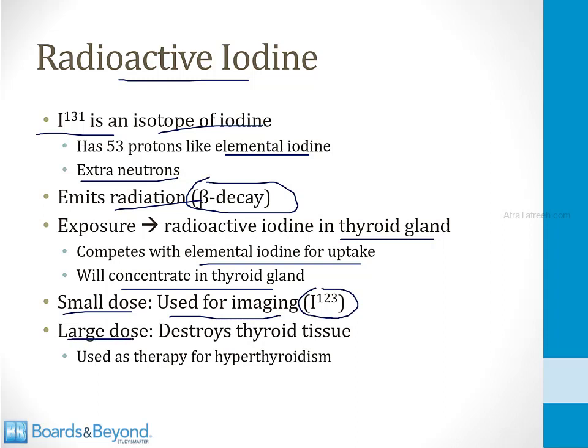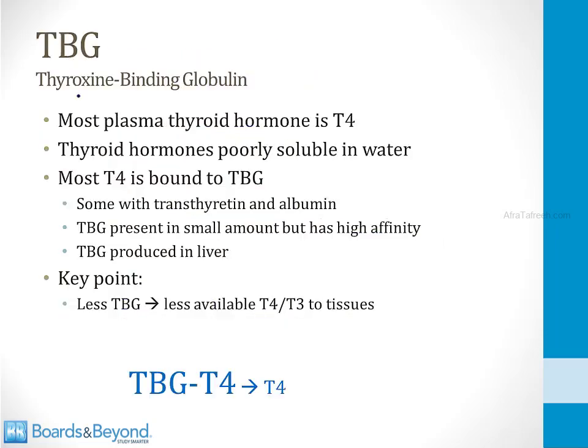In a large dose, iodine 131 can be used to destroy thyroid tissue. This is used as a therapy for hyperthyroidism. So patients who are hyperthyroid can receive radioactive iodine. Their thyroid gland will be ablated, and then after that they can take thyroid supplementation and their hyperthyroidism will be cured. Thyroxine binding globulin, or TBG, is an important carrier molecule for thyroid hormone.